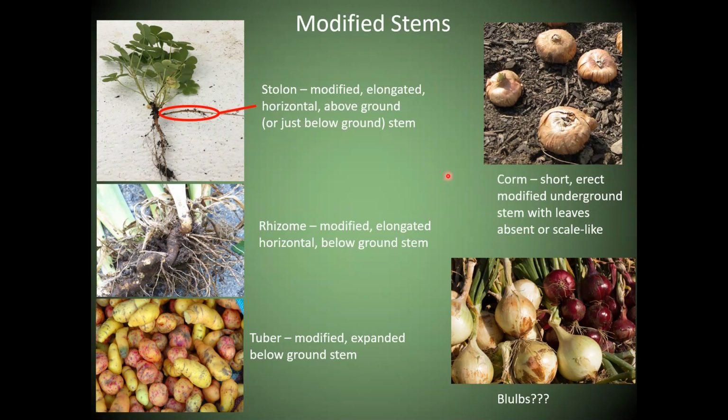Those are considered bulbs. Corms are short, upright, erect, modified underground stems, not above ground, underground stems. And in that case, the leaves could be completely absent or very small, reduced to scale-like structures, and the short stem itself becomes swollen to store food, right?